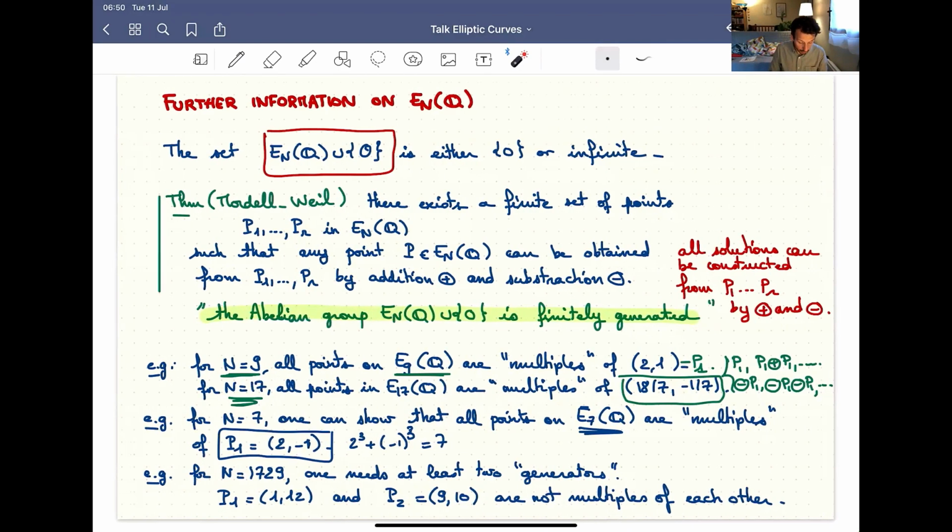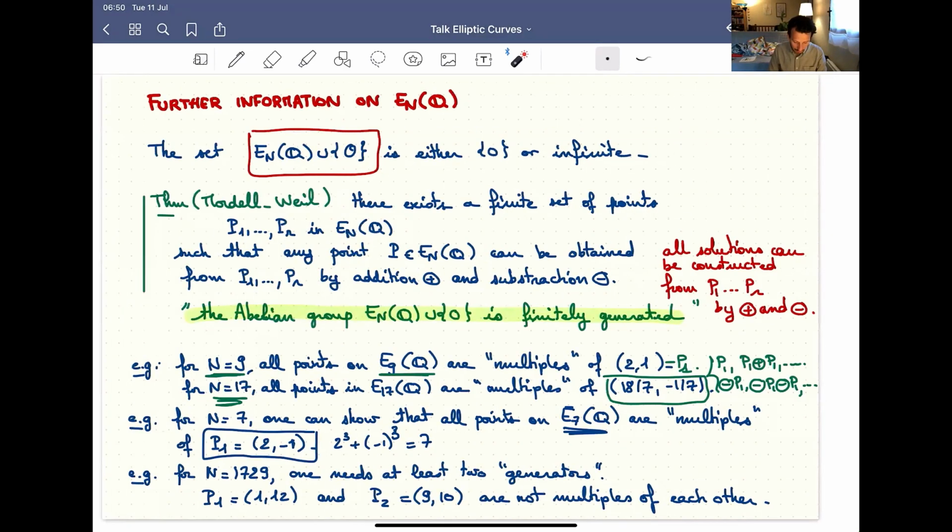Right, so this is called the Mordell-Weil theorem. It says that maybe the set of solutions is infinite, but if you find those small solutions, the generating solutions P1 up to PR, then you can reconstruct all solutions. This is, yeah.